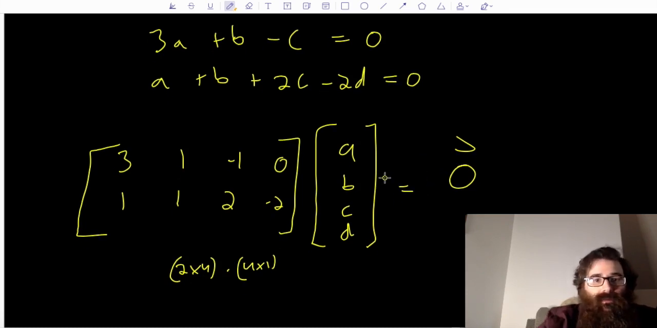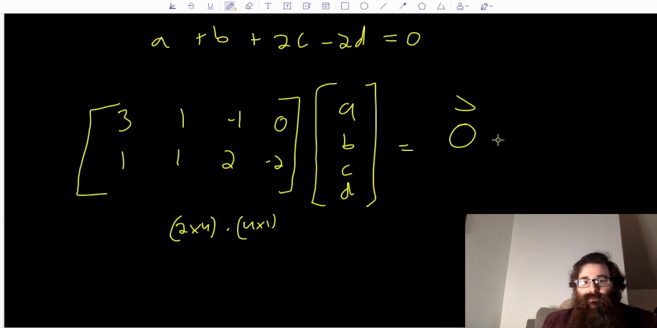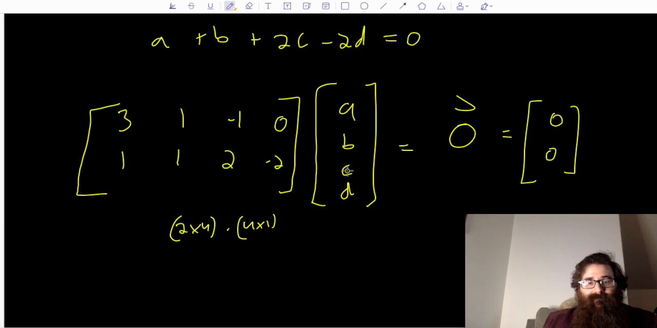We say, well, this is actually going to work then. So the 0 vector will really mean the 0 vector in R2 since we have those 2 equations. So everything's working really well here.